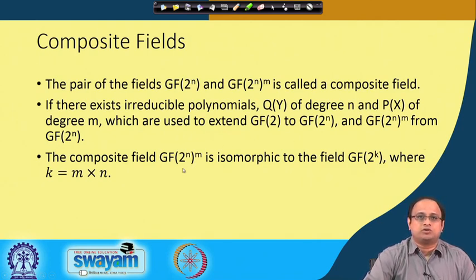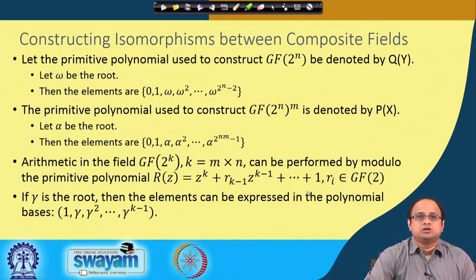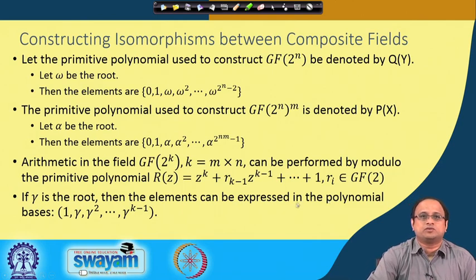I can do further decompositions. I can decompose GF(2^4) further into GF(2^2), and I get a field like GF(((2^2)^2)^2), which would also be isomorphic to GF(2^8). How we construct isomorphism between composite fields is what we shall study in today's class.